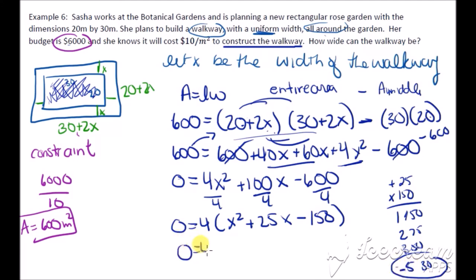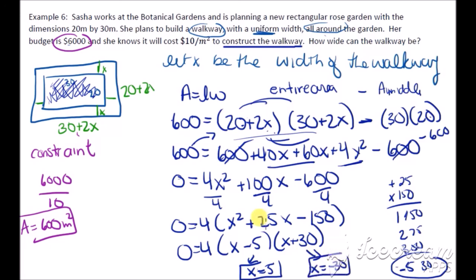Okay, so let's go ahead and factor that. We get x minus 5, x plus 30. So then our x is equal to 5, and our other x equals negative 30. Okay, negative 30 is going to be inadmissible. It's not going to make sense because the one length is only 20 and the other one's 30. So that doesn't make sense. So our answer, our width is going to be x equals 5. So therefore, the width can be x equals 5.